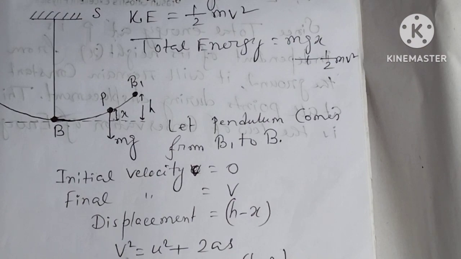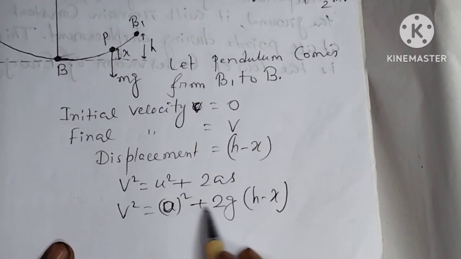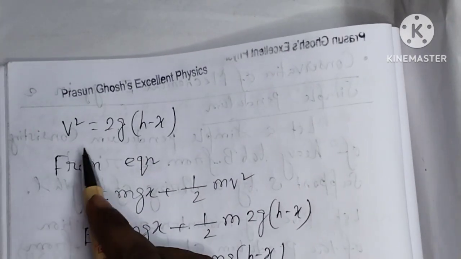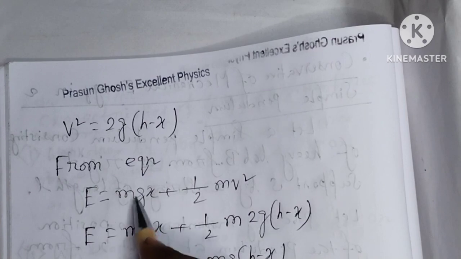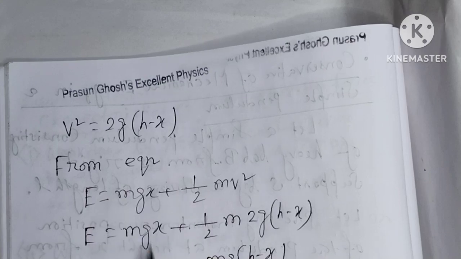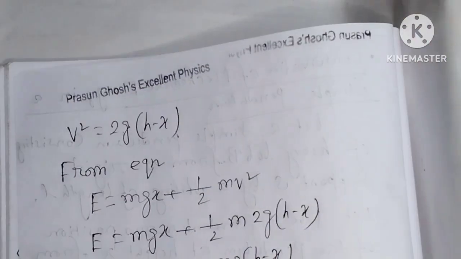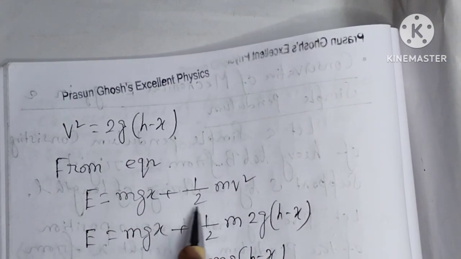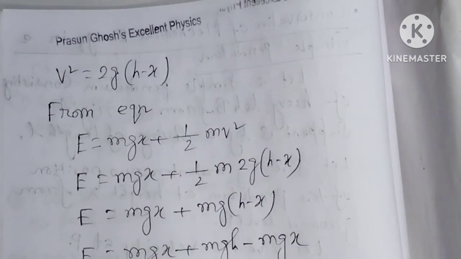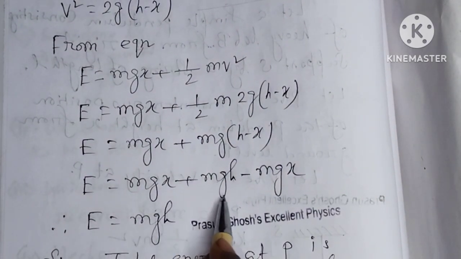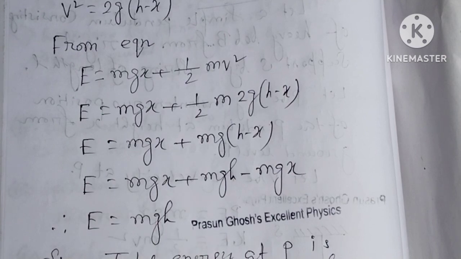So with the help of the formula v square equal to u square plus 2as, we can write v square equal to 2g(h minus x). So from equation first, E equal to mgx plus half mv square. Putting the value of v square, we get mgx plus mgh minus mgx. So we can write E equal to mgh.